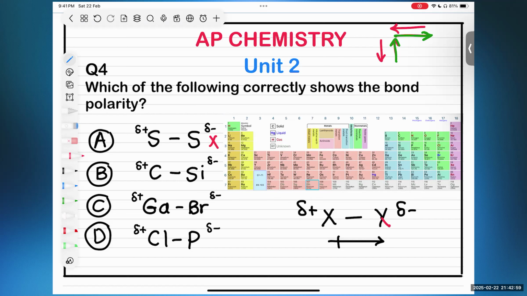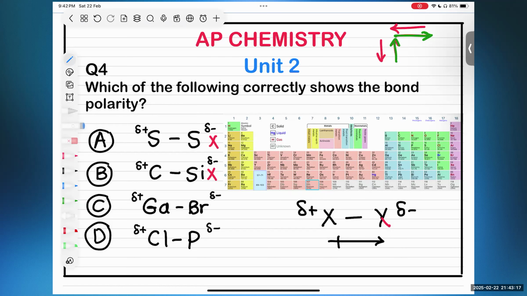So let's have a look what happened here. You went from carbon to silicon. So you went down, so electronegativity decreases. So silicon has less electronegativity, so it attracts the electron less, so it will be partially positive, not negative. So this is the wrong answer.